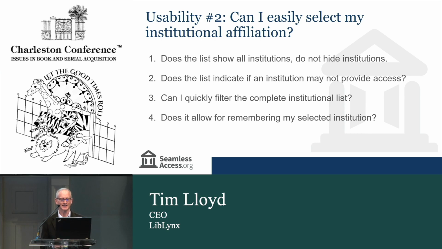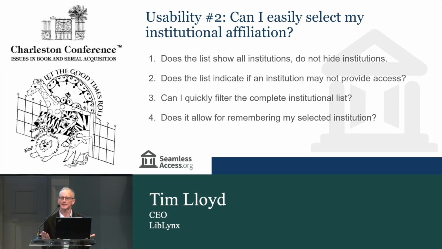Secondly, does the list indicate if an institution may not provide access? That's the corollary of that. List the institution, but then make it clear visually that you won't be able to get access to this resource through that institutional affiliation. Can a user quickly filter the complete institutional list? They could just start typing the name of the institution and boom, there it comes straight up.